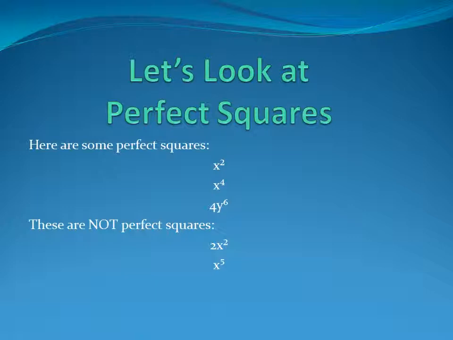Now look at these that are not perfect squares. 2x squared: 2 is not a perfect square. And x to the 5th is not because it's an odd power.